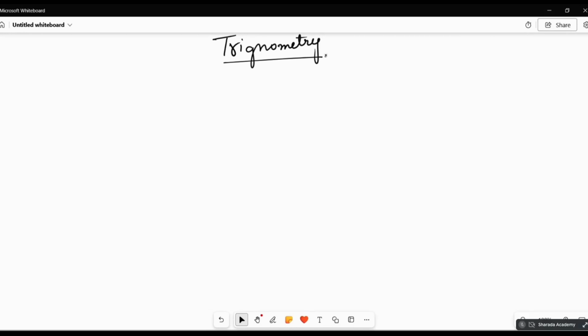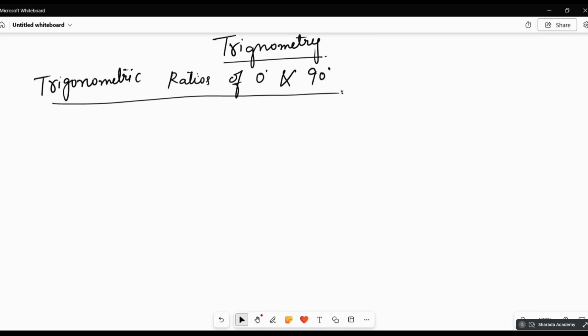First write down, I'll explain. Okay. Trigonometric ratios of 0 degree and 90 degree. We will try to find the trigonometric ratios of 0 degree and 90 degree.